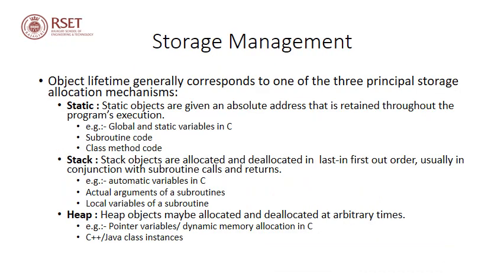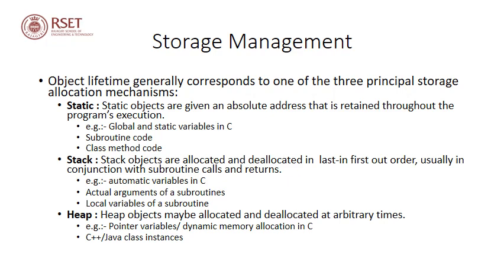Now we'll start with a very important concept of storage management. Object lifetime generally corresponds to one of the three principal storage allocation mechanisms. The first one is static. Static objects are given an absolute address that is retained throughout the program's execution. Examples are global and static variables in C, subroutine code, class method code. Next one is stack. Stack objects are allocated and deallocated in last in first out order, usually in conjunction with subroutine calls and returns. Examples: automatic variables in C, actual arguments of a subroutine, local variables of a subroutine.